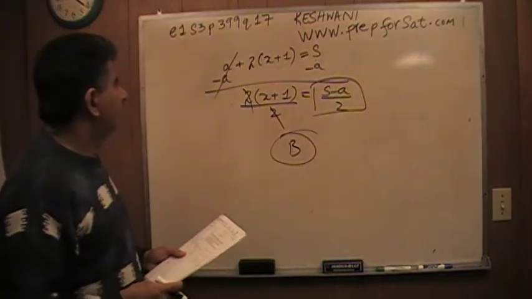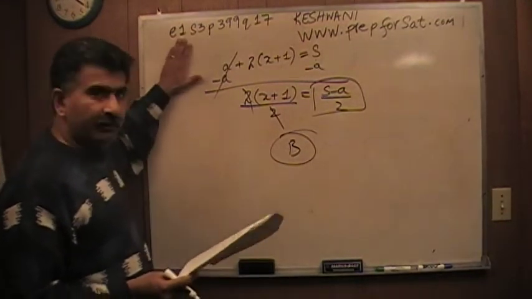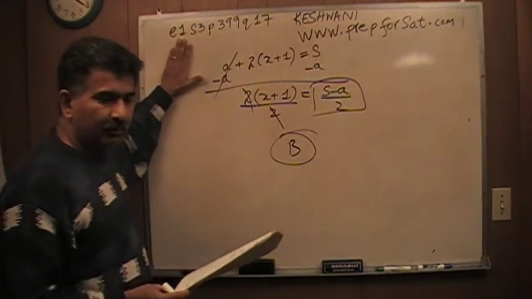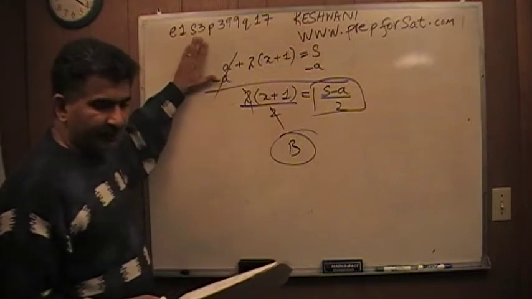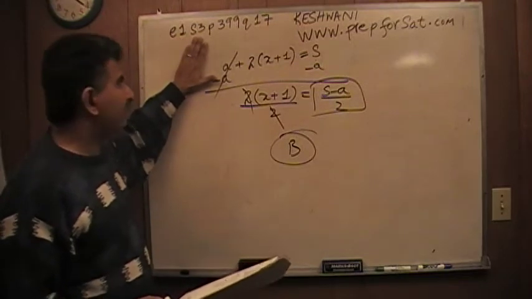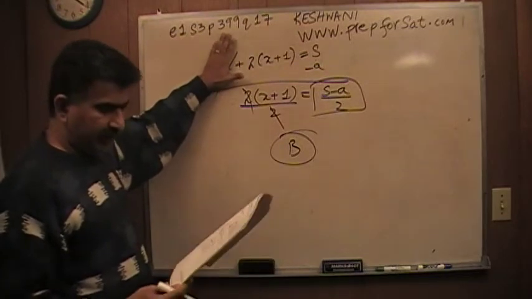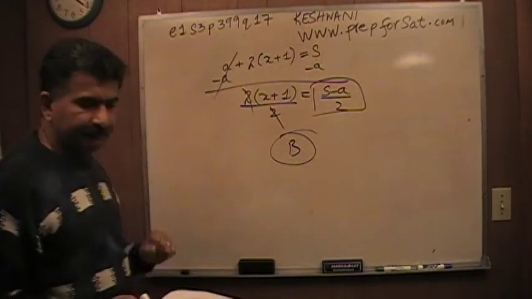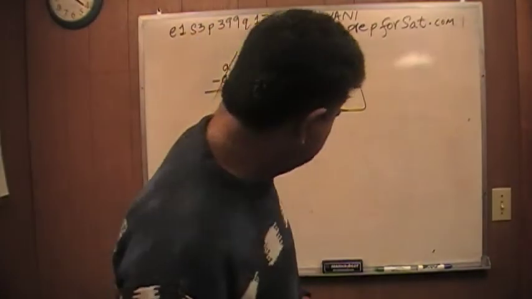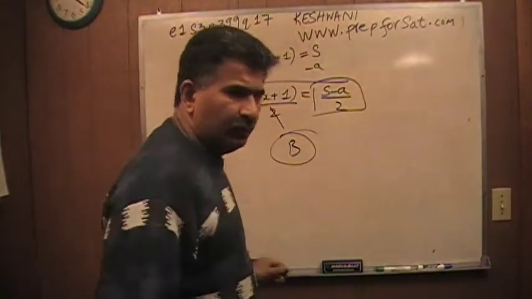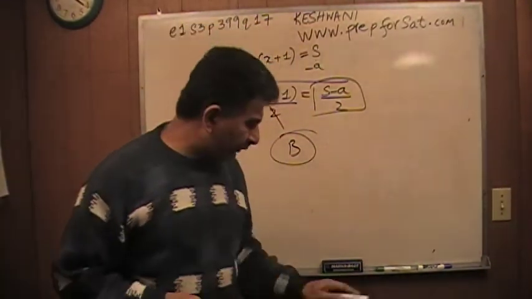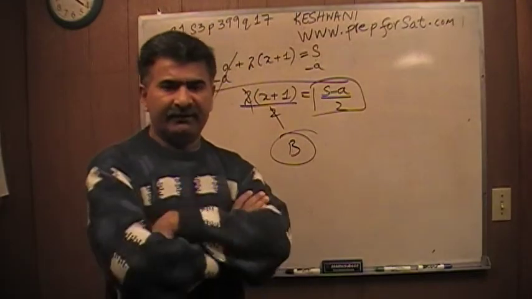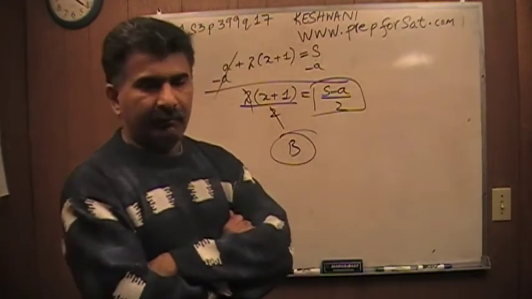That's it. Again, this is from exam number 1. There are 8 exams in the book. Section number 3, which happens to be the very first math section in the exam, on page number 399, question number 17. That's it. It's very simple. And I will try to do as many problems from each of the exams as I can. Hopefully every single one of them.